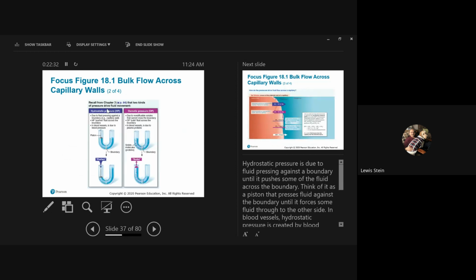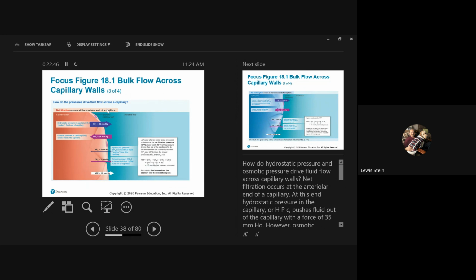They show you things like this again with bulk flow: hydrostatic pressure pushes fluid out, and osmotic pressure sucks it back in. They show you with bulk flow here 35 to 26, and the little bits of pressure in and around the interstitial fluid, the fluid sitting around the capillaries and the cells, aren't a big deal. When you run the numbers, pushing it out at the arterial end is about 10 millimeters of mercury. That's a pretty significant difference.